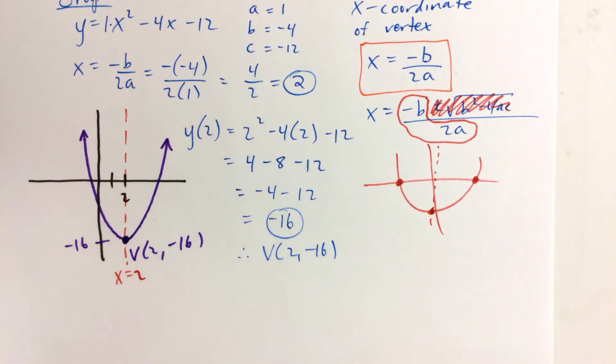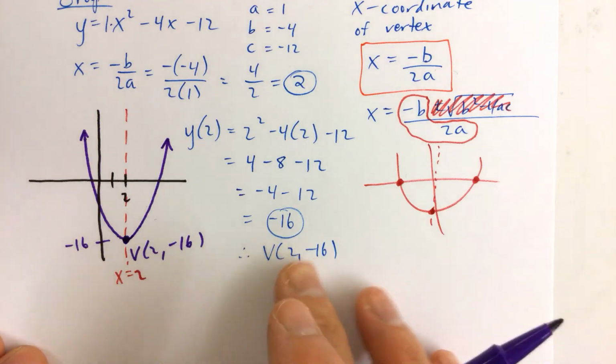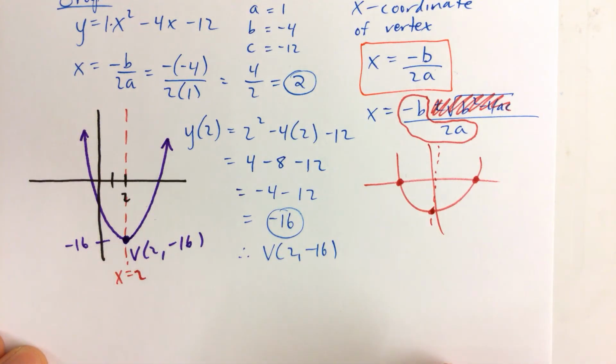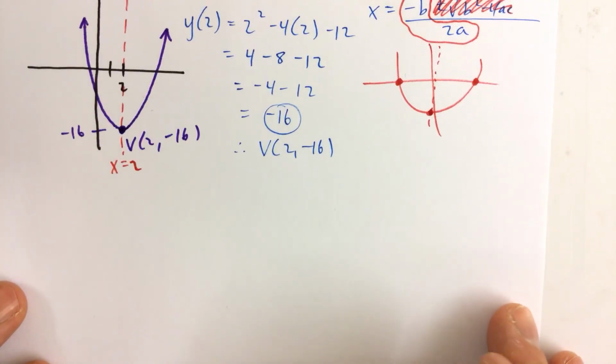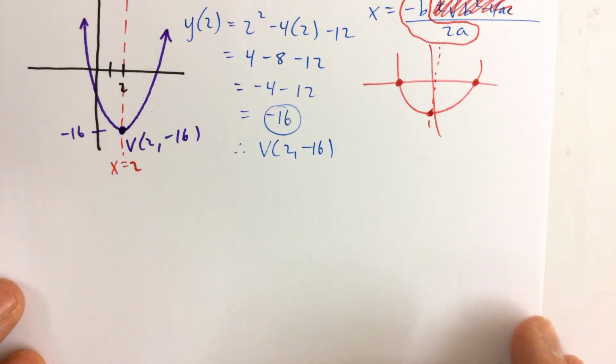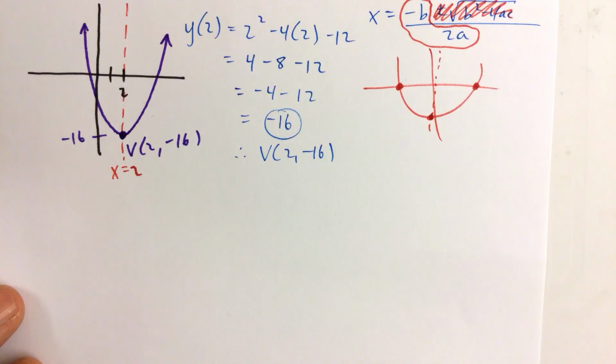So those are the first two things you're going to do: find the x-coordinate of the vertex, and then find the y-coordinate of the vertex. And then in the next video, I will show you how to find all those characteristics of the function. So let's do that in the next video.